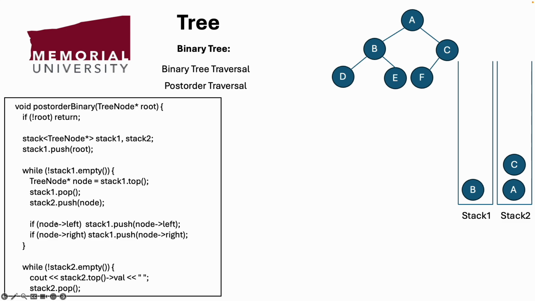Okay, now let's check whether node C has children or not. For node C, on the left, oh yes, they have the left child, right? It's F. So they're going to push it into stack 1. F is pushed into stack 1. But for C, there's no right child, so there's nothing to be pushed. So stack 1 is still not empty, so the while loop keeps going. Now the node will point to the top of the stack, which is F. So F is going to pop up and be pushed into stack 2.